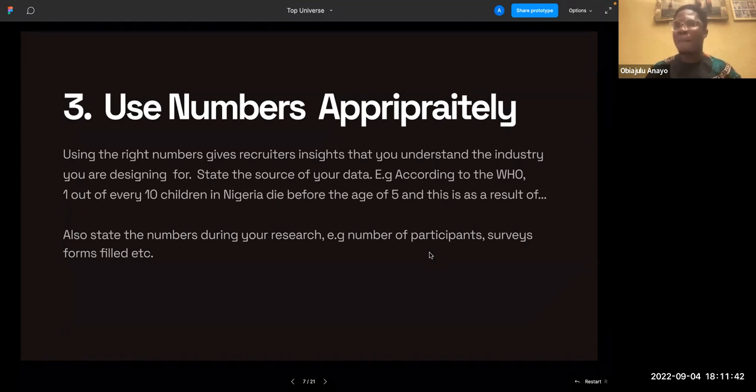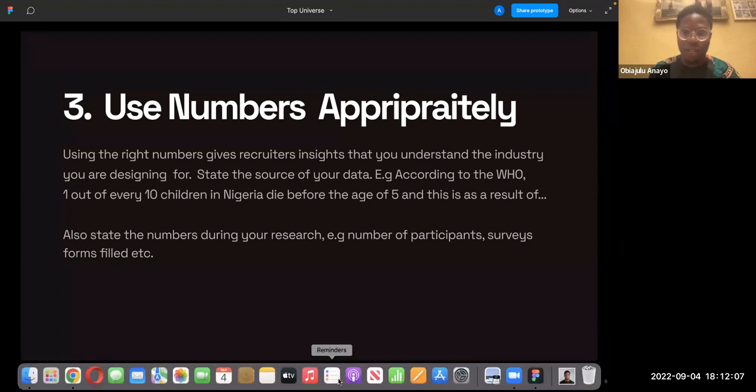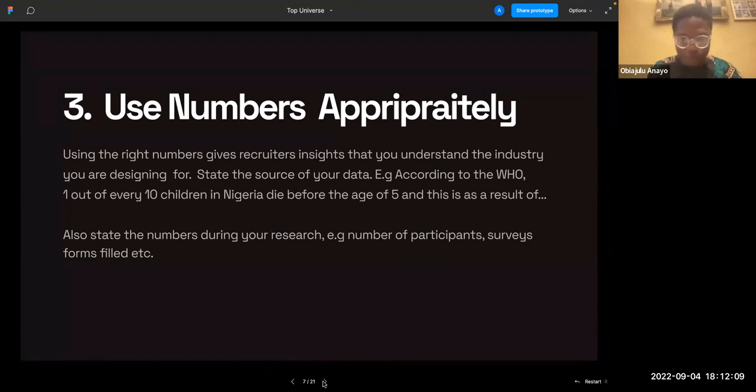So things like how many participants did your user interview. I see some people do a case study and they just interview 10 participants, and then they use that data as if 10 participants for your case study is enough for you to make a conclusion about a particular space. So give the numbers, the number of people that filled your forms, the surveys, and don't lie about it, because people lie, and it's really, really sad to see, right? So make sure you give numbers appropriately.